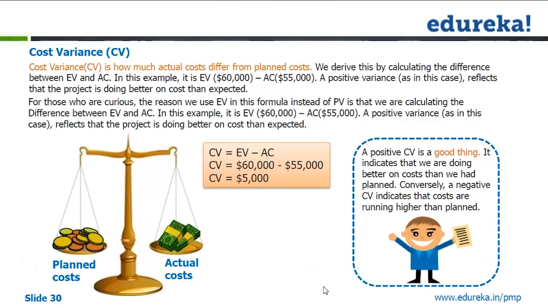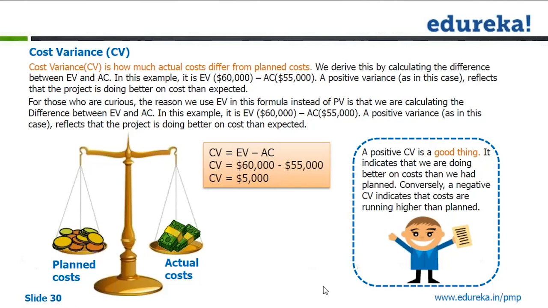Okay. So what is your cost variance? Earned value minus actual cost is your cost variance. So your 60,000 is your earned value. You have spent 55,000. So you have a positive variance of 5,000. What does that mean? That means you have spent 5,000 less than what is expected to do the work. So you are doing good as far as cost is concerned.